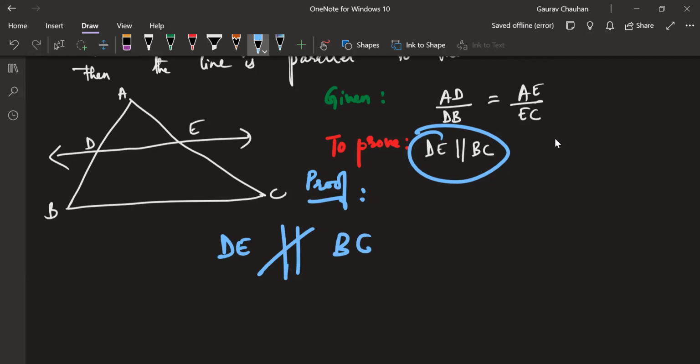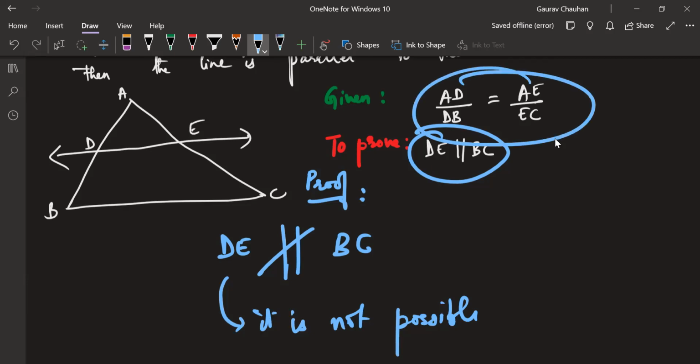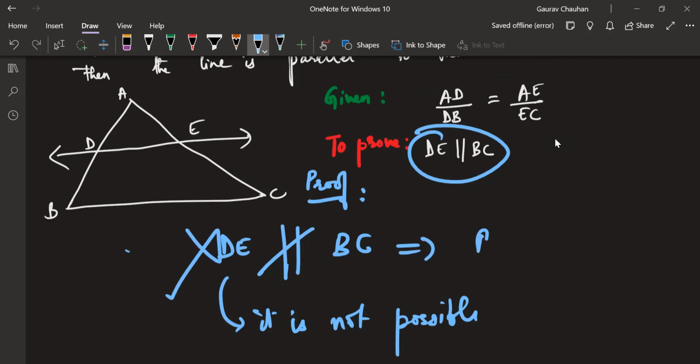This not parallel symbol is mine; I don't know if it's common. DE is not parallel to BC. We'll assume that, but finally we will show that it is not possible, that something is going wrong. If we take DE not parallel to BC, something we know is going wrong, which means this assumption is wrong, and then DE will be parallel to BC. We're going to do the proof like that.